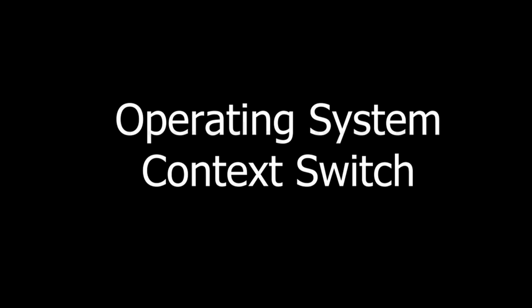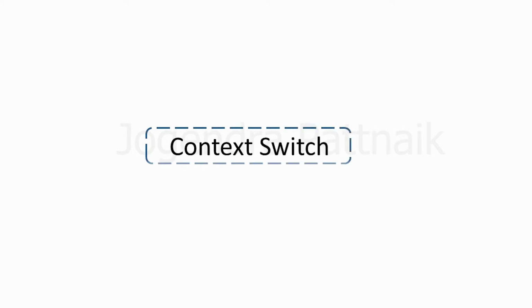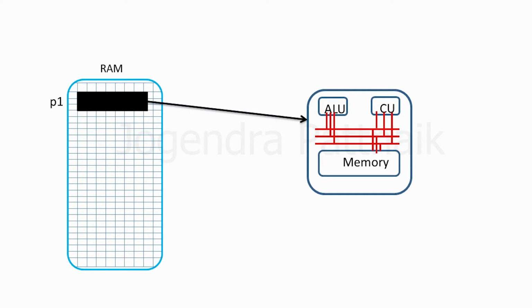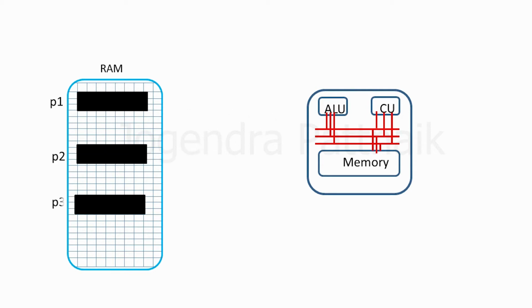Welcome, and in this video we are going to discuss context switch. A processor may switch from one process to another in a multitasking environment whenever required, because of switching from user mode to kernel mode, or because the current process requires some IO services, or because of an interrupt.